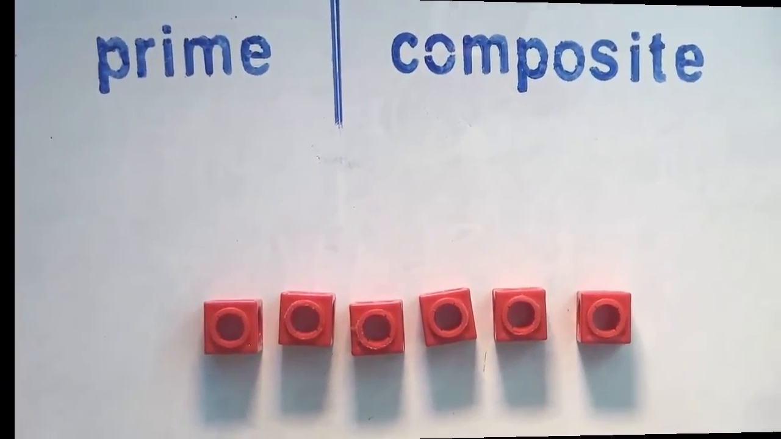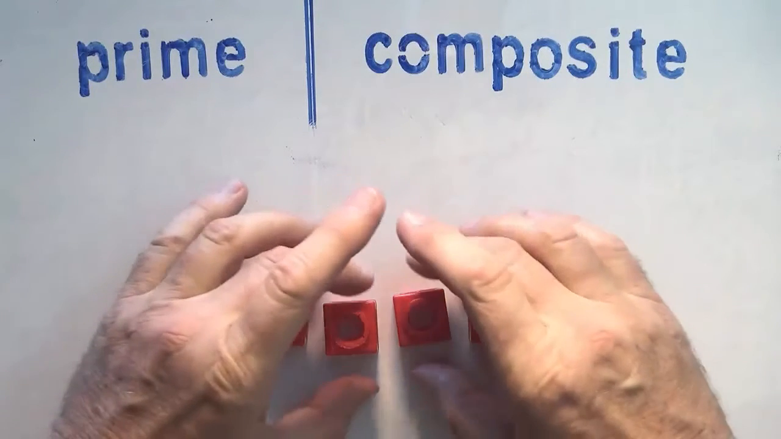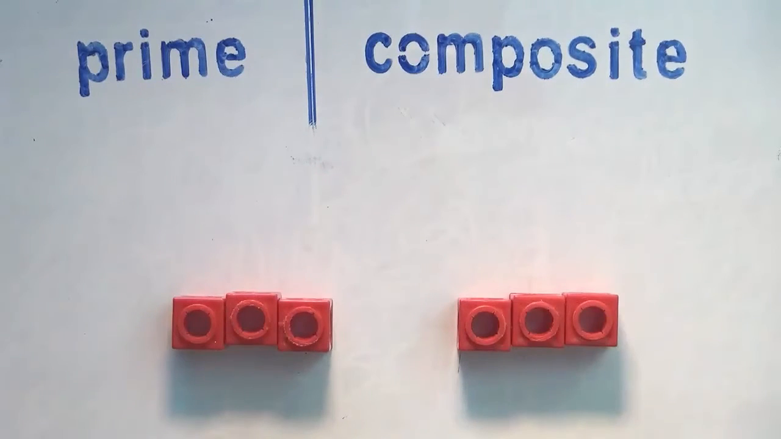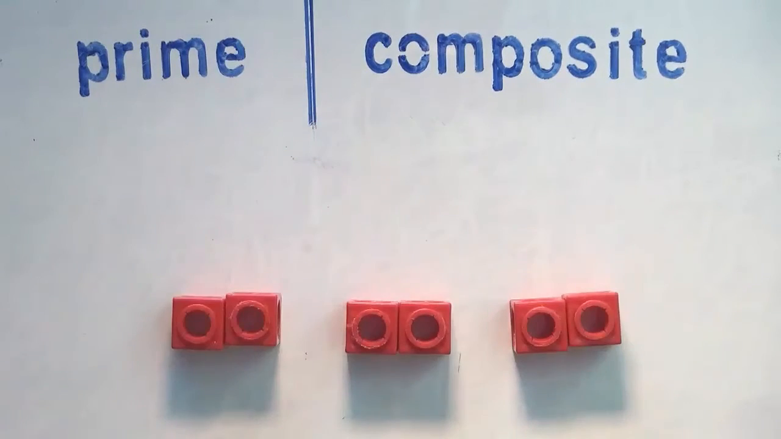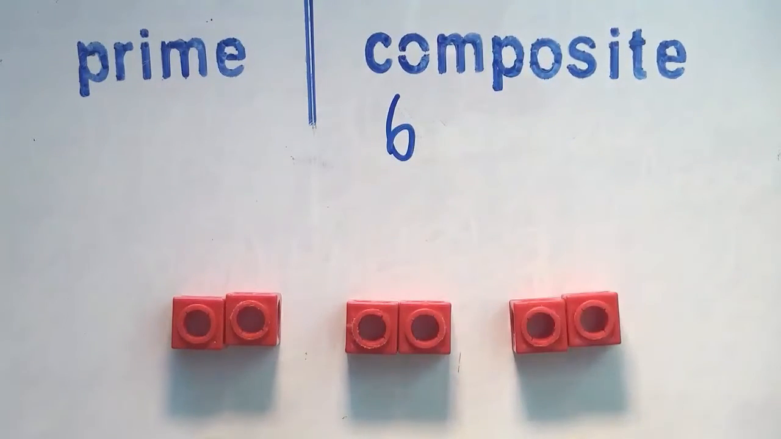Natural numbers are either prime or composite. If I have, say, the number 6, and I want to divide it into smaller groups of the same size, now I can do that by, I have 2 3s. Okay. 3 2s. Numbers like this are called composite. So I can safely put 6 here.